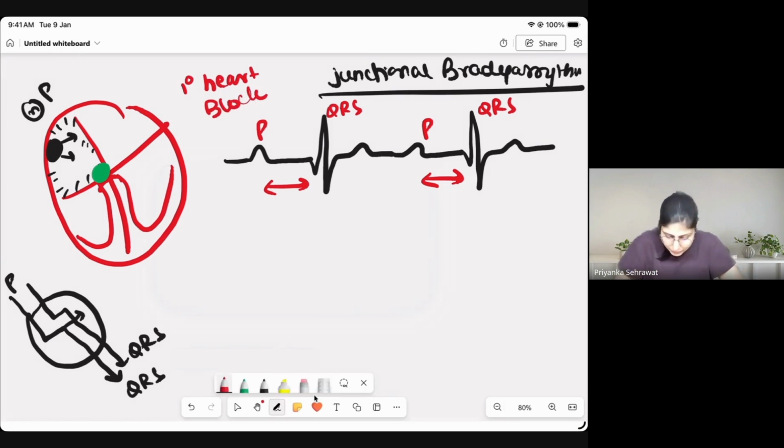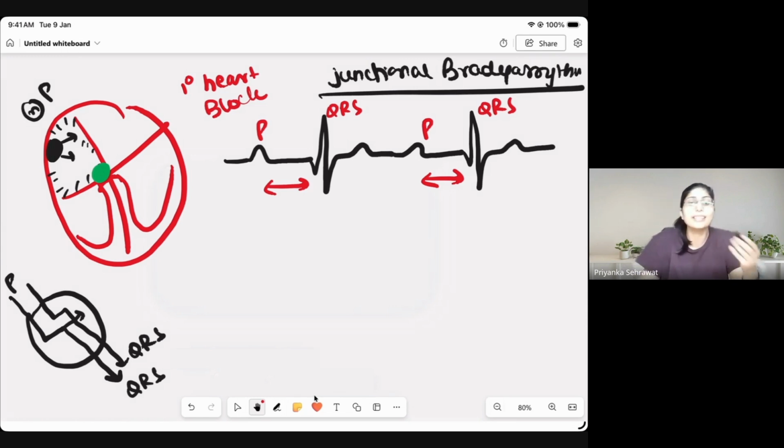Another thing that can happen is second degree heart block, where the AV node is further delayed. इससे भी ज़्यादा delay हो गया. Then we will get second degree heart block.